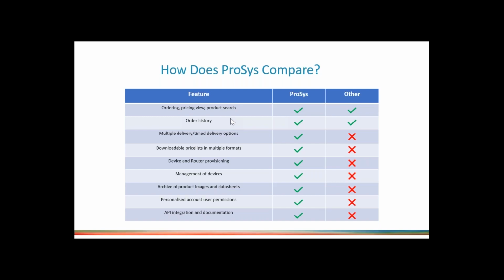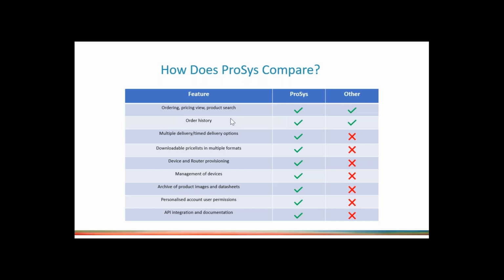But even something as simple as downloading price lists in different formats, we don't see very much, which you can just do on ProSys. So if you want a full price list, you can get that through ProSys, and often people use this to upload to their own systems. But as I said, if you've got API, that should all just be live anyway, so it might not always be needed.